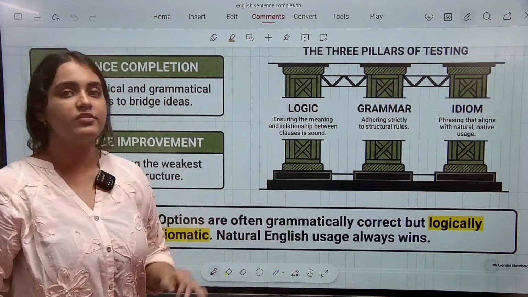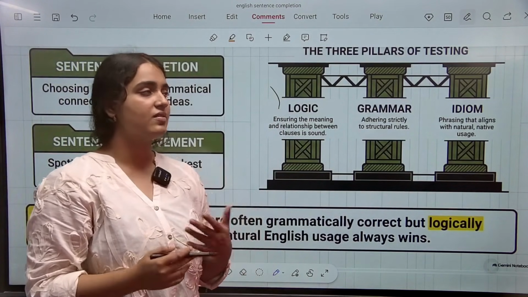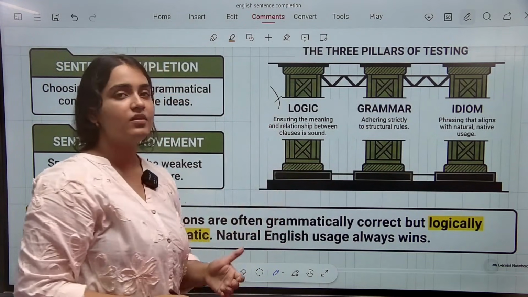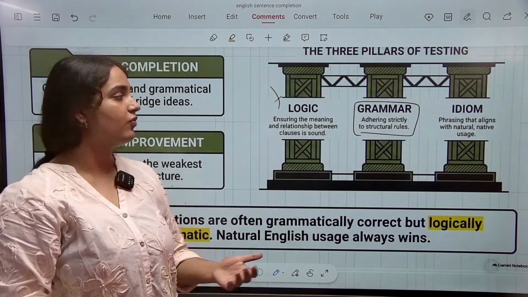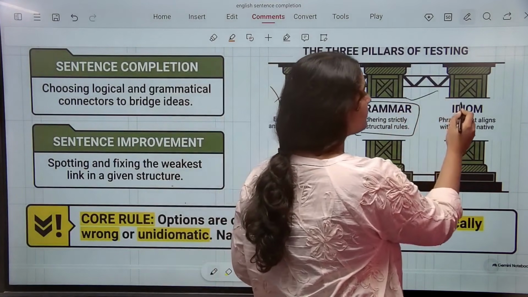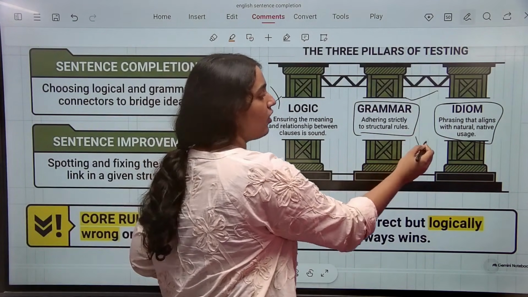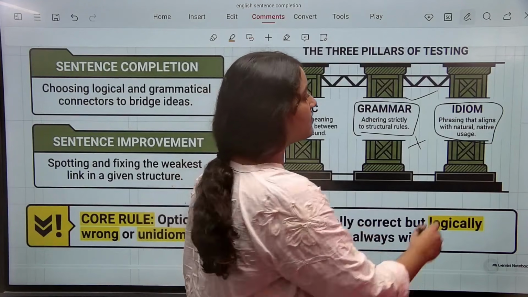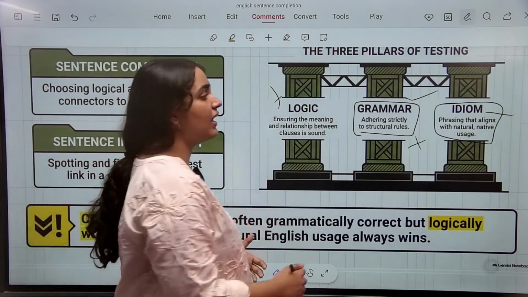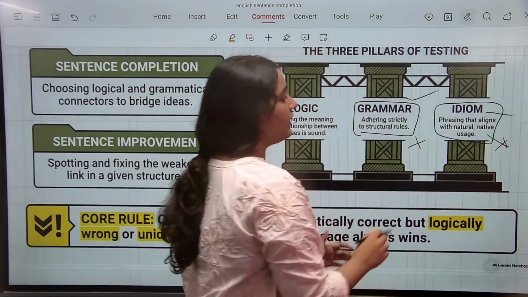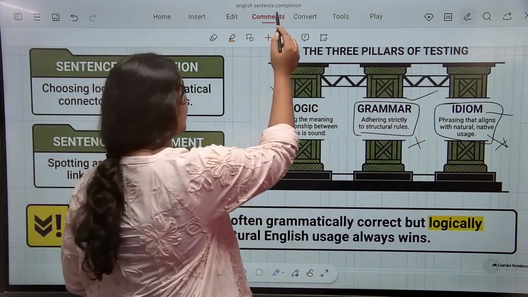The first is logic. It has to sound logical. If it does not sound logical, if it doesn't make sense, then that option is wrong. The second is grammar. There are certain rules in parts of speech, tenses, verbs, etc. that you need to follow. Last is idioms. Certain sentences may be grammatically wrong, but you have to choose them because it's an idiom. Idioms are basically phrases that are modified to make a new meaning. So for idioms, you have to make sure that the idiom aligns with the previous sentence.